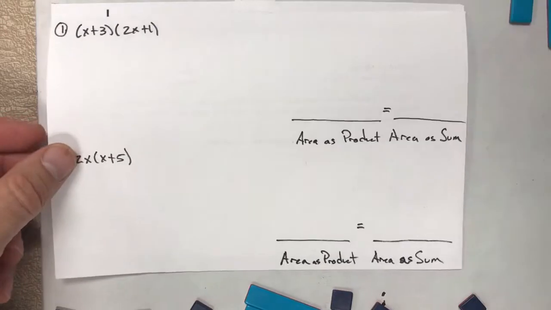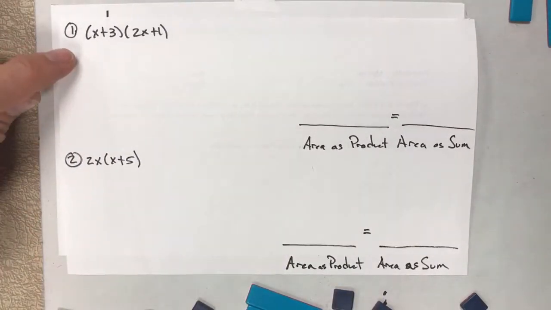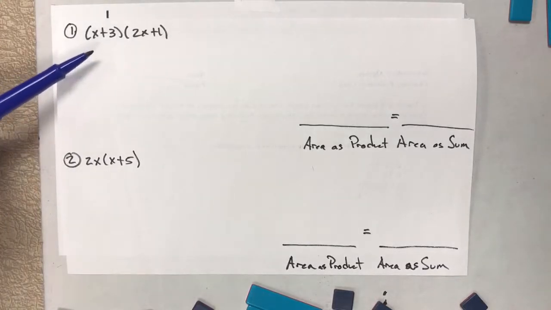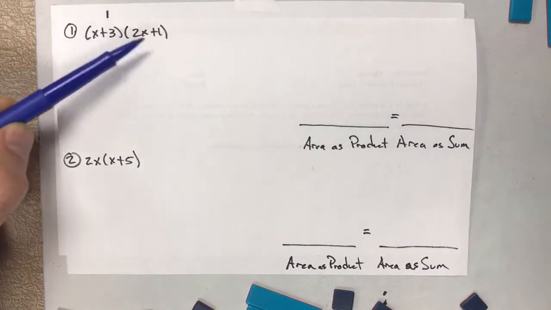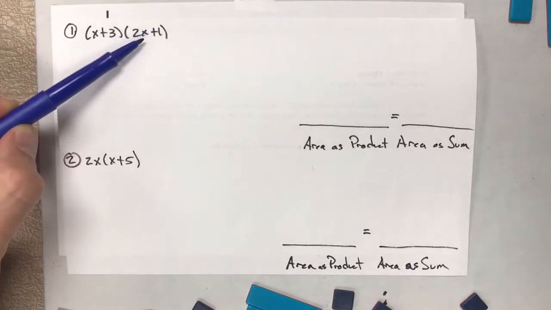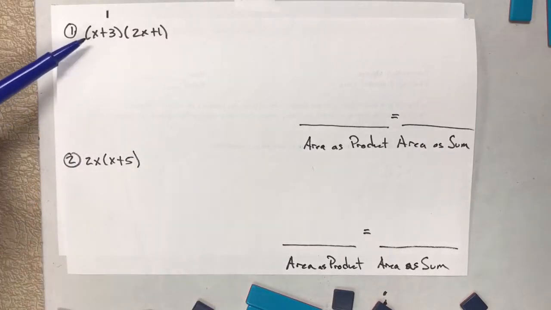We're going to look at two examples in this video. First example is going to be x plus 3 times 2x plus 1. Now, this is already written as a product, right? So you have these parentheses right next to each other, so we know that this is x plus 3 times the quantity 2x plus 1. So we already have the area as a product, and these are the dimensions.